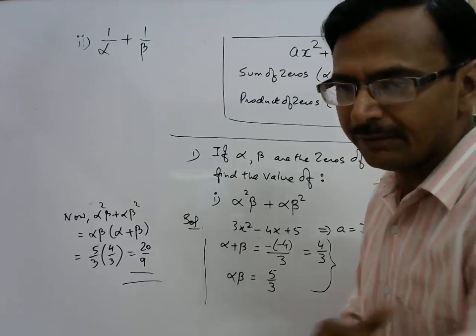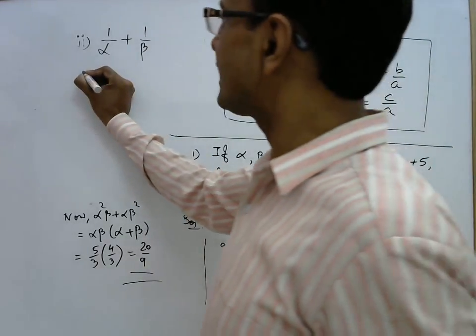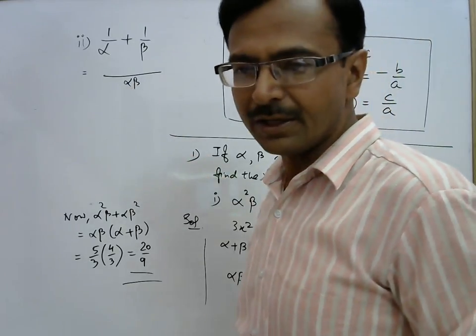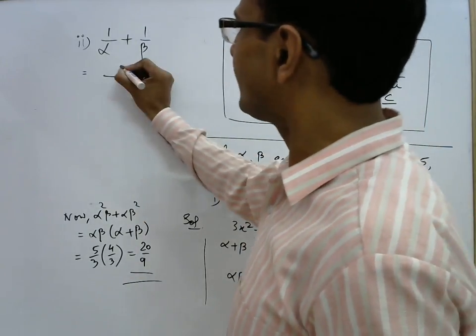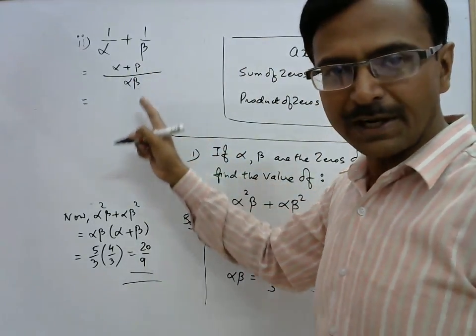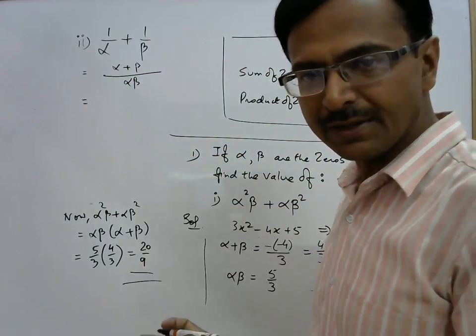What is the problem? I fail to understand here, because you have to just take the LCM. Alpha and beta, the LCM is alpha beta, and in the numerator you will get beta plus alpha, that is alpha plus beta. So now we have reduced it in the form of alpha plus beta and alpha beta. So just substitute the values and get the result.